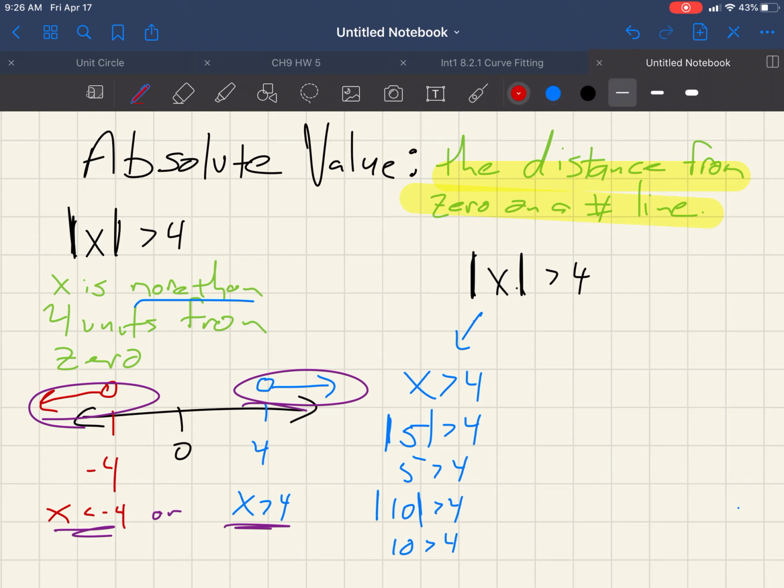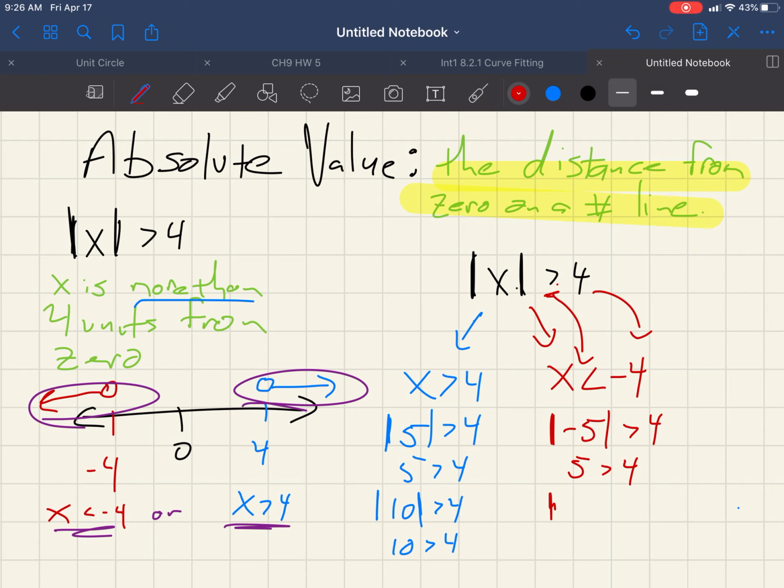But we also have this other negative direction over here. So we account for that by doing this negative side. We're saying x is going to be less than negative 4. So we switch the inequality right there. We switch the inequality so it says less than, and we switch the sign to be negative. Because if we have the absolute value of negative 5, is that greater than 4? Well, the absolute value of negative 5 is 5, and that is greater than 4.